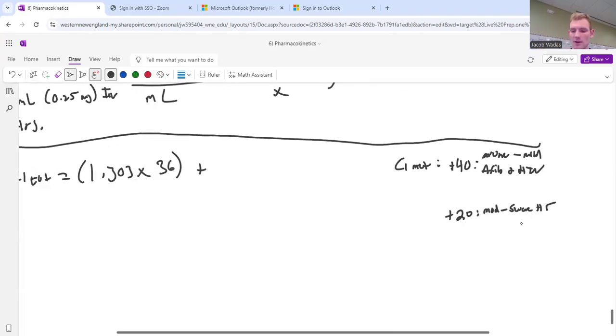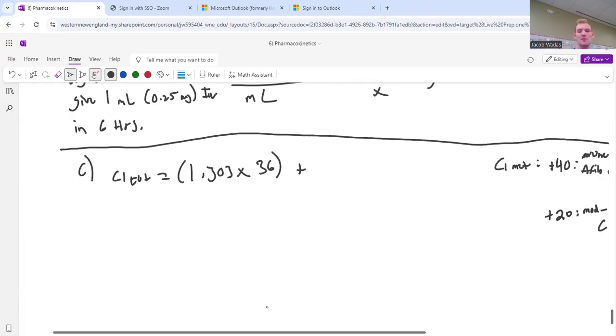Moderate to severe heart failure, which is congestive heart failure. All right. So in this case, the patient has AFib, so we would do plus 40. So CL total equals 86.9.